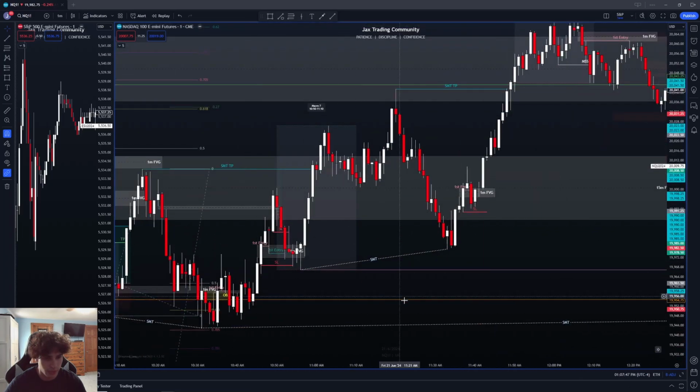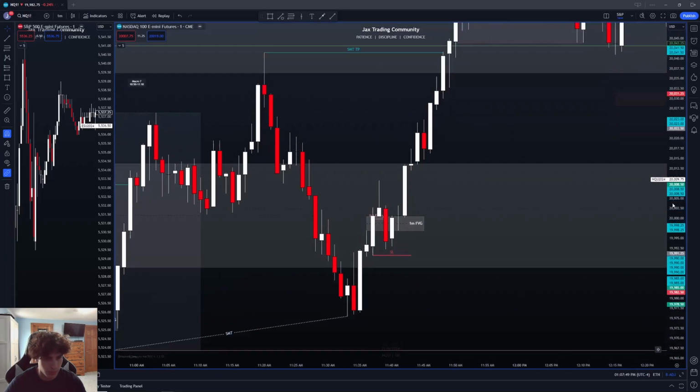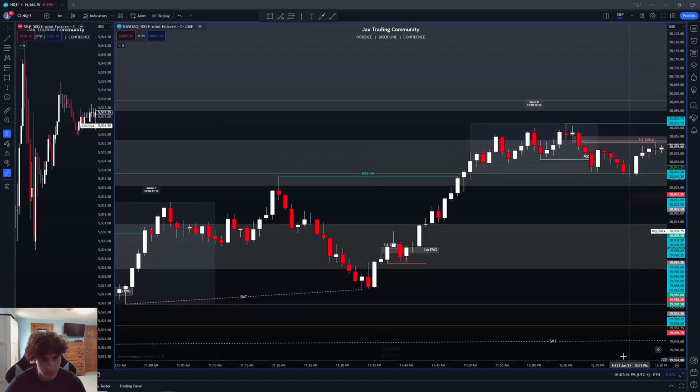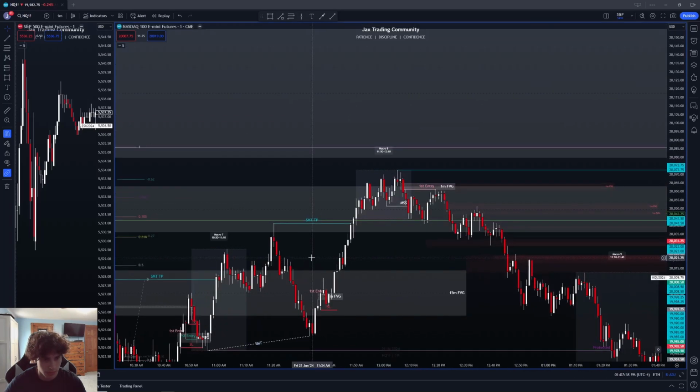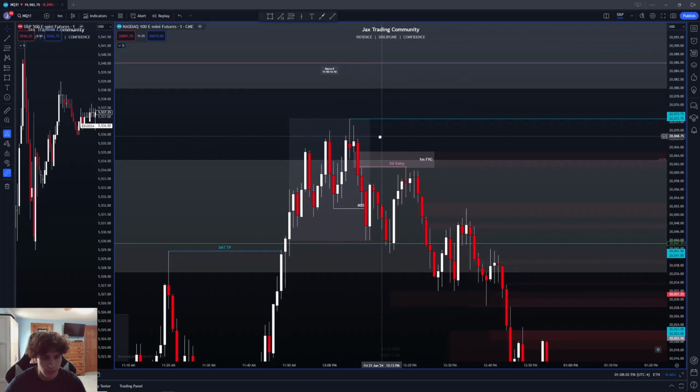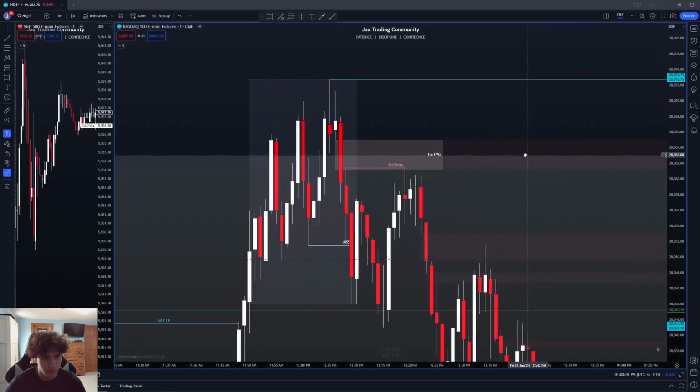We ended up creating a fair value gap right here with displacement up. Here's a possible entry with this first fair value gap tapped into. We respect it, go higher, take out this SMT TP. And then right here, man, I gotta explain all this again.